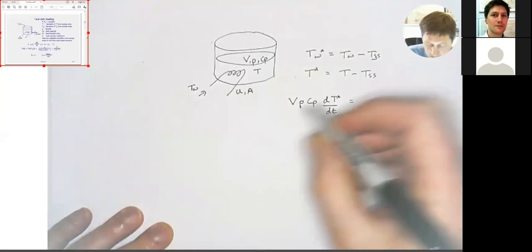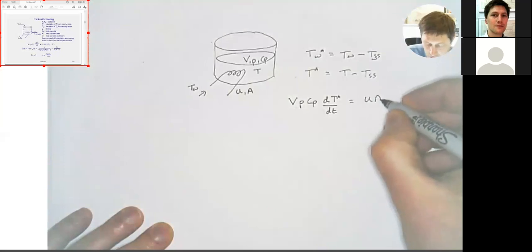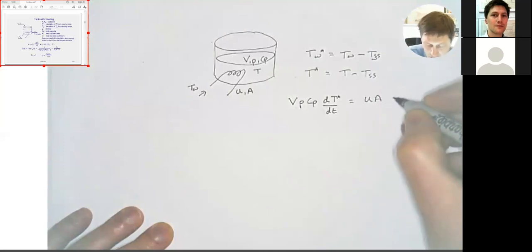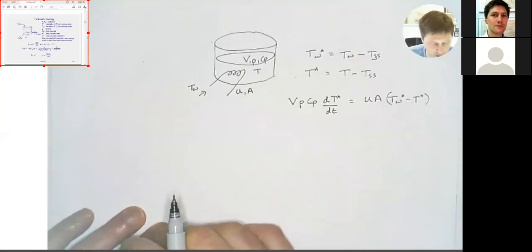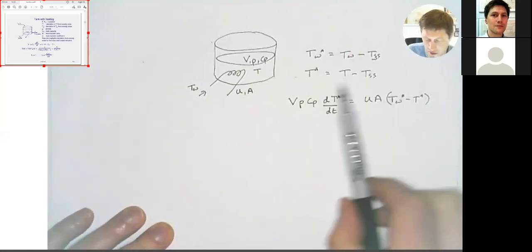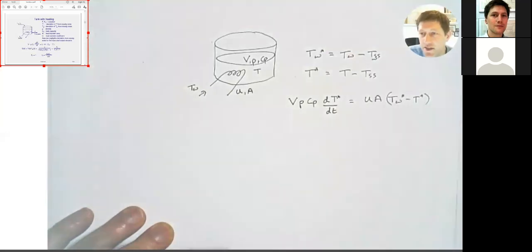And that must balance the energy that's flowing through the heating coil. And that's going to be equal to the area times the heat transfer coefficient multiplied by the temperature driving force, Tw minus T star. So simple enough, that's first year heat transfer. But it's enough to give us a transfer function that describes this process. So this is written in terms of time, and it's written in terms of the deviation from steady state. And the next step is to do the Laplace transform.